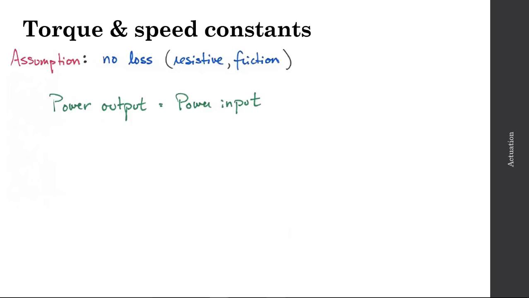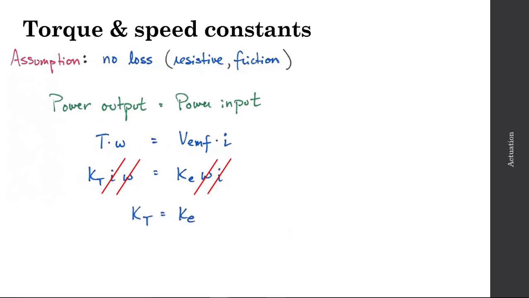My power output is defined as my torque times my rotational speed. The power input I can think of as the EMF voltage times the current. Recall that torque was defined as KT times I, so we have KT I omega. And VEMF was KE omega, so we have KE omega I. So from these two equations, we see that the I's and the omegas cancel, and we're left with KT equals KE.